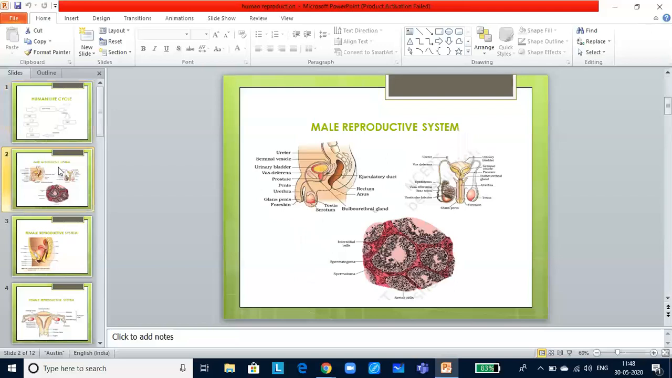Now let us look into the male reproductive system. The male reproductive system includes a pair of testes along with accessory glands, ducts, and external genitalia. The testes are situated outside the abdominal cavity in a pouch called the scrotum, which helps in maintaining the low temperature of the testis necessary for spermatogenesis.